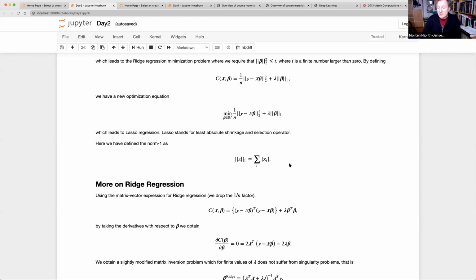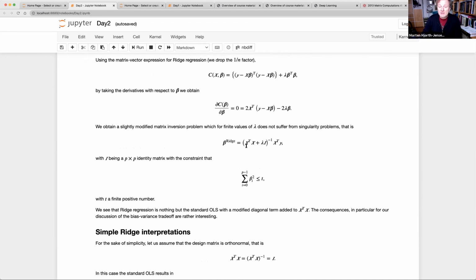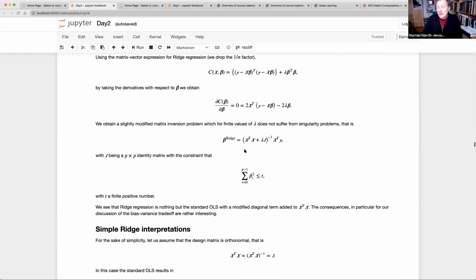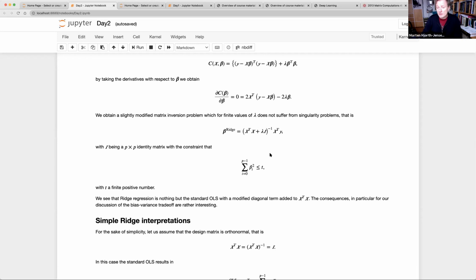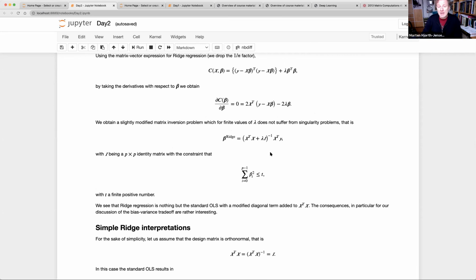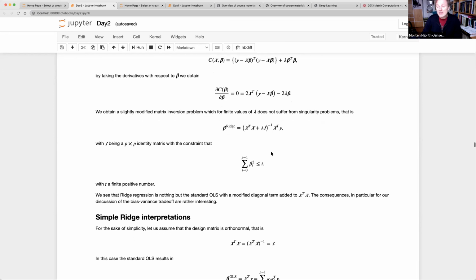So ridge regression looks like this. The beta ridge is almost equal to the same equation which we had for ordinary least squares, except that the matrix to invert is always stable. So we never run into problems with singular matrices. And for lasso regression, you would have to deal with convex optimization algorithms. Python has a package called CVXOPT, which allows you to solve these types of problems, but scikit-learn has built that in, so it's actually running these calculations.